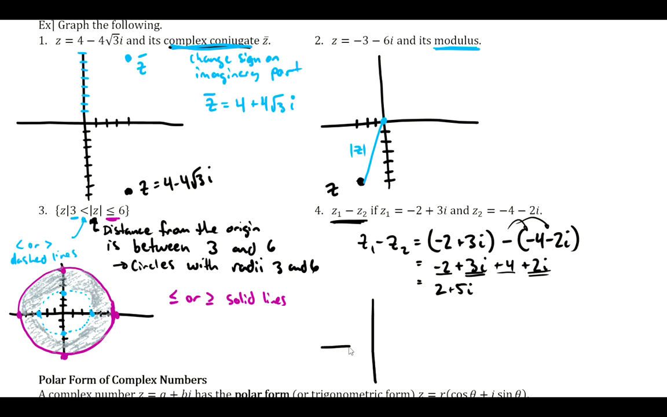And so now we can sketch that. Okay, so 2 to the right, and then up 5. And that's it. Done. Okay, so that's z1 minus z2. Okay, so that's how we can graph them. So sometimes we might need to do a little bit of operations first. Okay, but that's it. Okay, so that's our introduction to graphing these complex numbers.